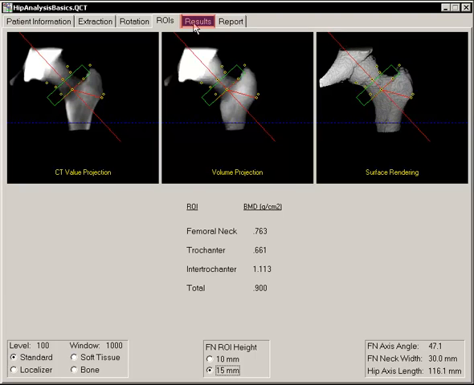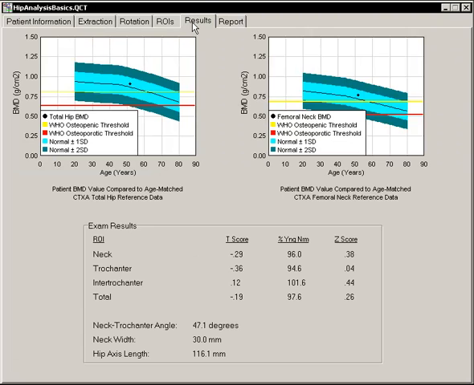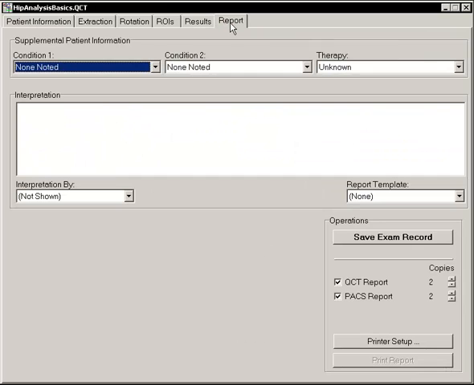Click the Results tab to go to the Results window. The Results window is a view-only window showing the outcome of your analysis. For example, the patient is compared to norms for the total hip and femoral neck. T-scores are calculated. Click the Report tab to go to the last step.